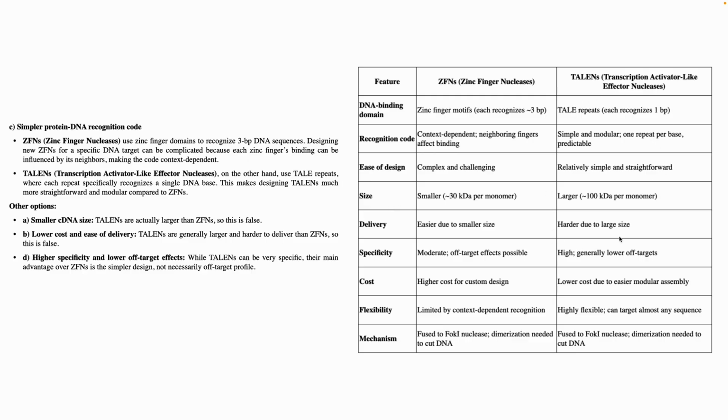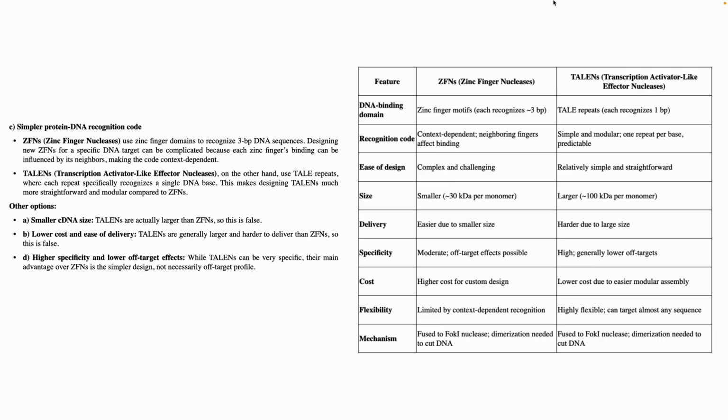Size: for TALEN, the size is much larger than that of the zinc finger nuclease. So the delivery for zinc finger nuclease is comparatively easier because it is smaller in size, while it is harder because of the larger size in case of TALENs. Specificity: in zinc finger nuclease, off targets are quite possible, while in TALENs, off targets are less possible.